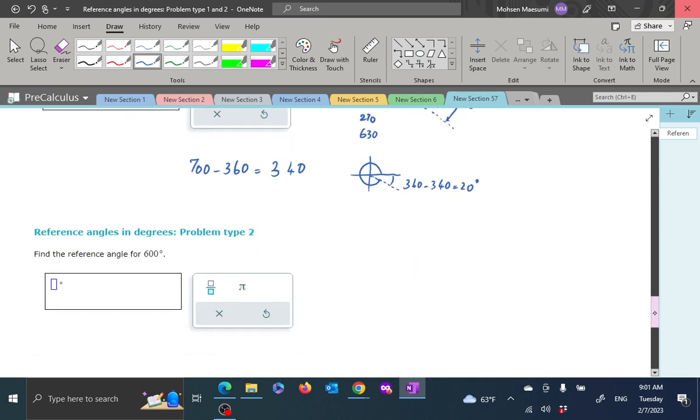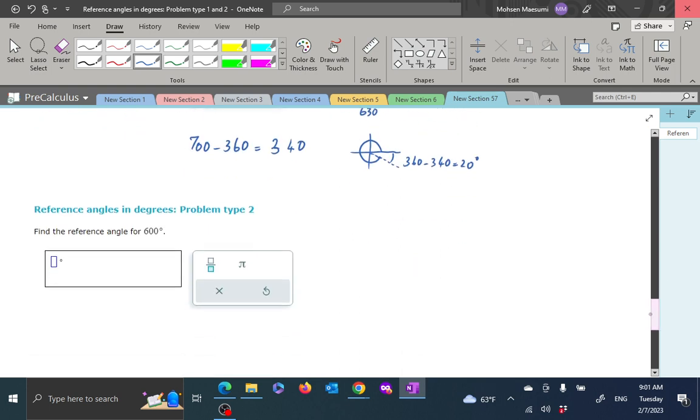Let's do one more time. 600. So if you want to do it like this, 600, you take it and subtract 360 from it, see what you get. So this time I get 240. So we subtract enough 360s out of it until we have an answer between 0 and 360. And then we ask about 240.